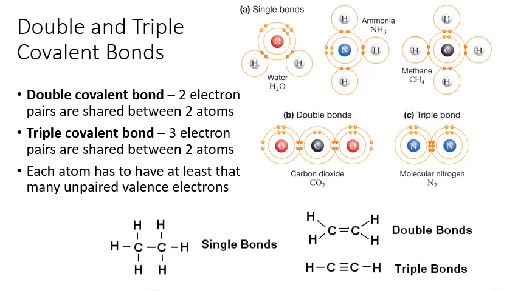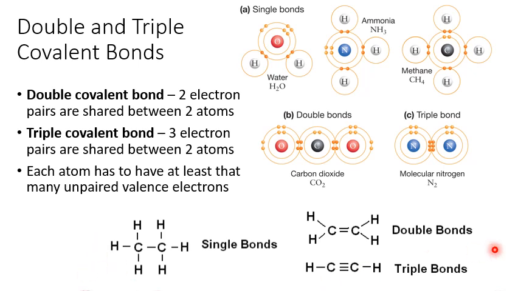Those types of bonds can form between atoms, but only if each atom participating in the bond has at least that number of unpaired valence electrons. Hydrogen, for instance, just has one unpaired valence electron, so it can only form a single covalent bond. It can't form a double. Oxygen, on the other hand, has two unpaired valence electrons, so it could form a double bond, but it can't form a triple covalent bond.